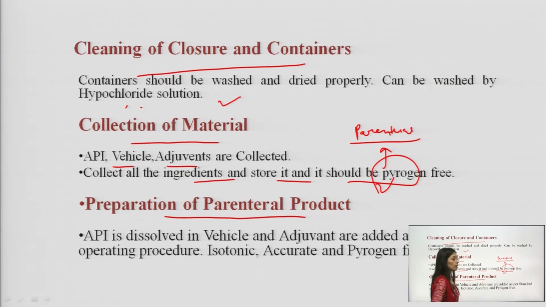Preparation of parenteral products. How is the parenteral product prepared? API is dissolved in vehicle, and additives are added as per standard operating procedure. Isotonicity is maintained, accuracy and a pyrogen free, aseptic environment should be maintained. This is what you have to make sure that you know.